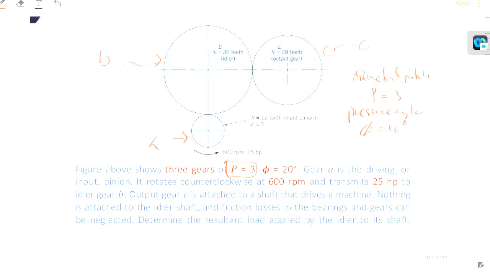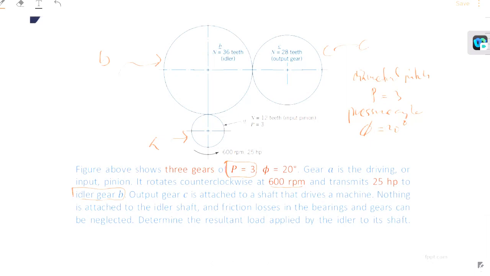So gear A is driving, the driver or input, or we call it the pinion. It rotates counterclockwise at rotating speed 600 RPM and transmits power 25 horsepower to the idler gear, idler gear B. Idler gear means just to change the rotation.